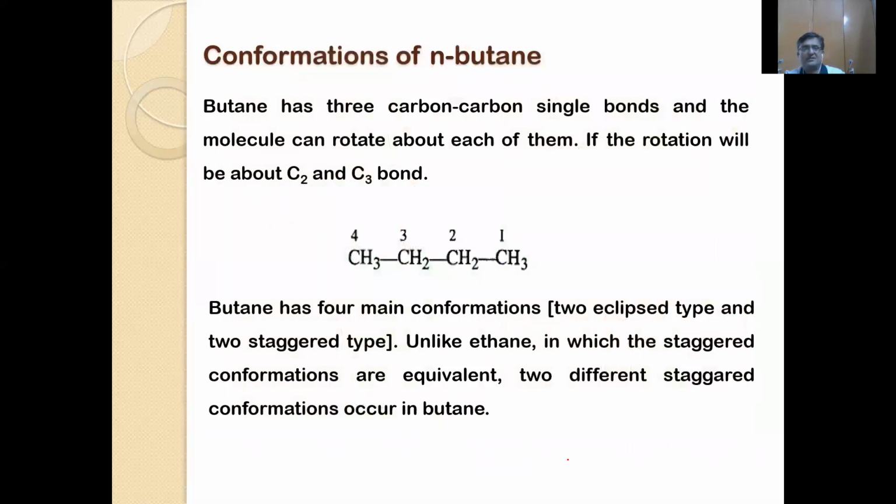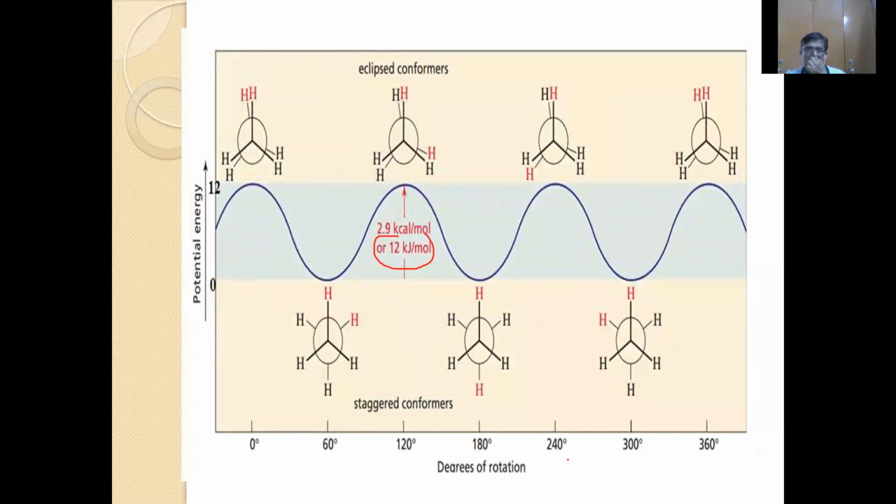In the staggered conformation, you cannot find any steric repulsion between hydrogens, whereas in the eclipsed conformation, you will find a steric repulsion between the hydrogens.